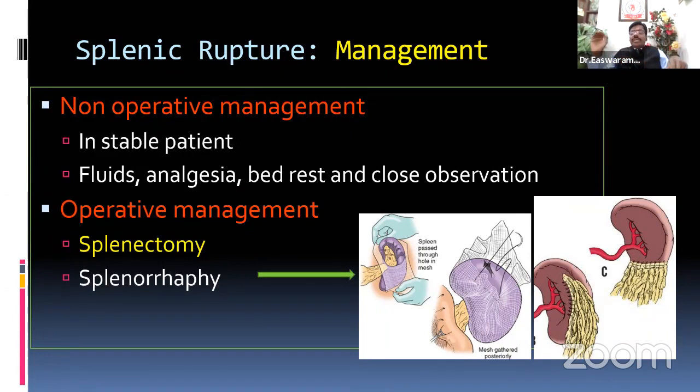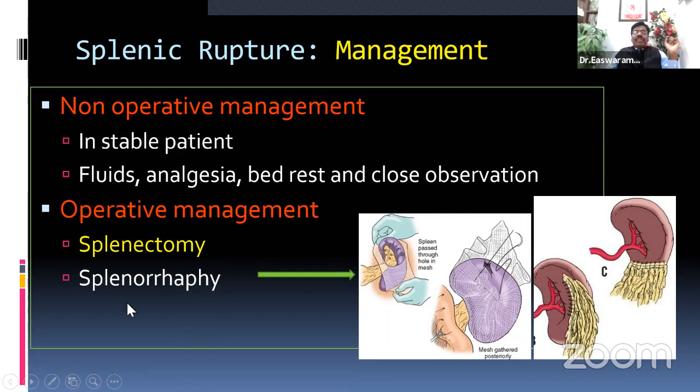When the patient becomes unstable, with a drop in hemoglobin and a drop in blood pressure, what do you do? If it is just a small tear in the spleen, then we can repair it by doing a procedure called splenorrhaphy. Very rarely done, but it is nice to mention in the exam. Splenorrhaphy is nothing but repair of the spleen by putting an omentum and suturing that laceration, or putting an absorbable mesh around the spleen, just covering it nicely so that it is not injured any further.